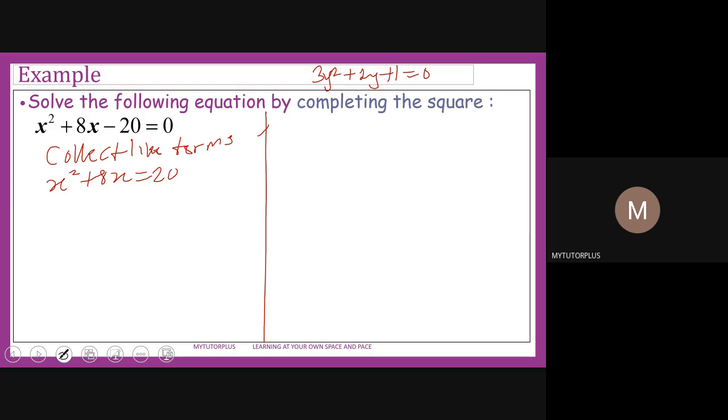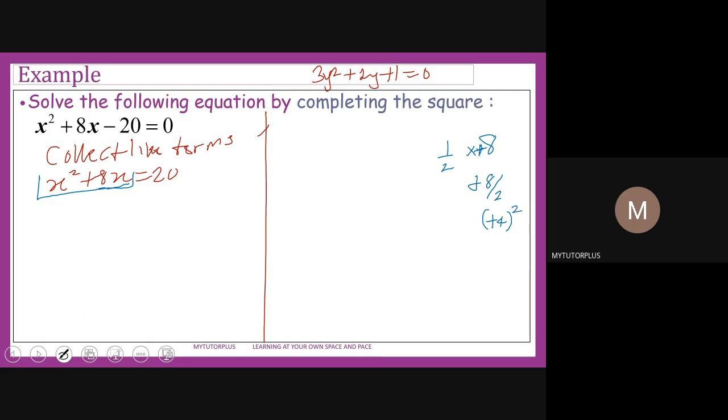Now, the next step is to make this left-hand side a perfect square. I think we did that last time. How will I do that? You multiply the coefficient of x, not x squared, by half. That means 8 multiplied by 1 over 2. If any sign is there, you put it there. Plus 8 multiplied by 1 over 2 gives plus 8 over 2, the same as 8 divided by 2, which gives plus 4.